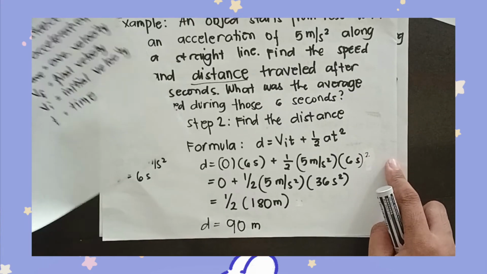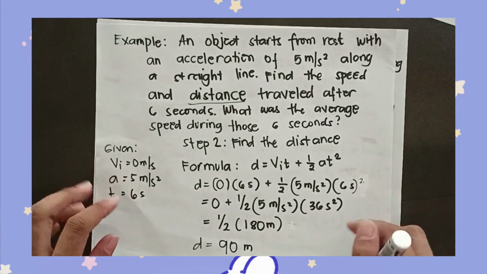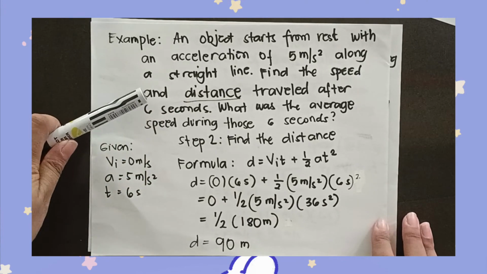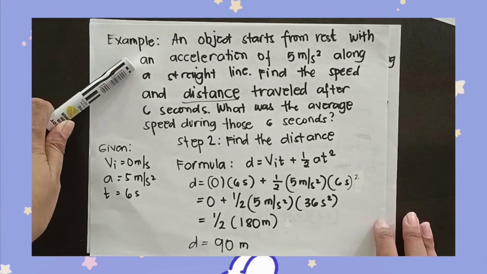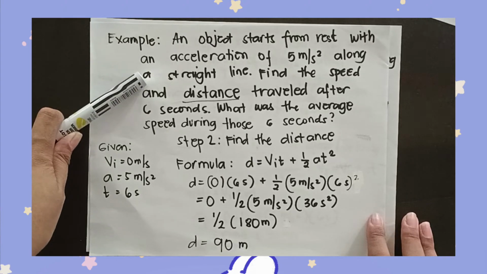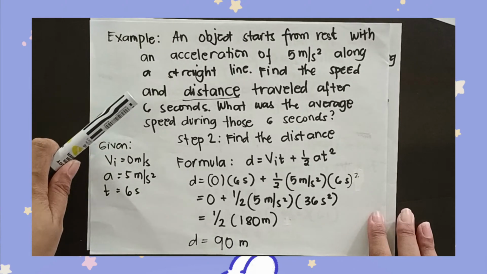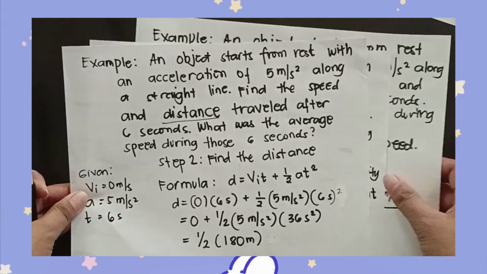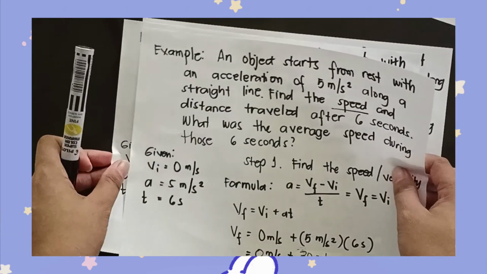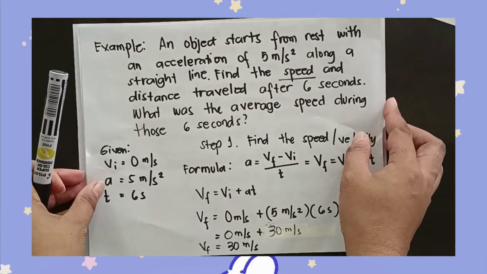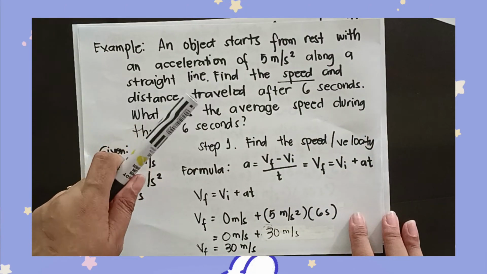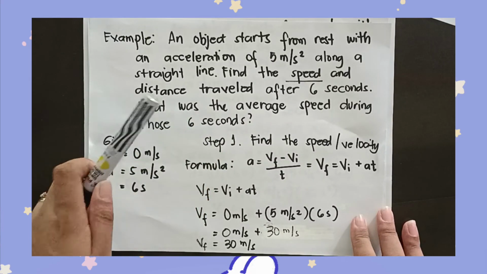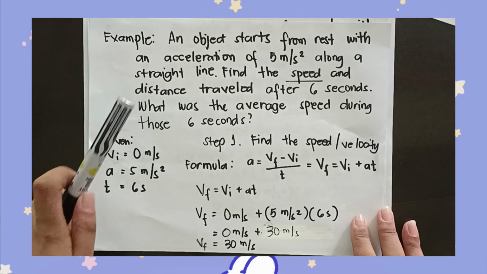Okay? So, ito po yung una nating example. An object starts from rest with an acceleration of 5 meters per square seconds along a straight line. Find the speed and the distance traveled after 6 seconds. Yan. After 6 seconds. So, ang unang tinatanong dito ay yung ating speed. So, what is the speed traveled after 6 seconds?